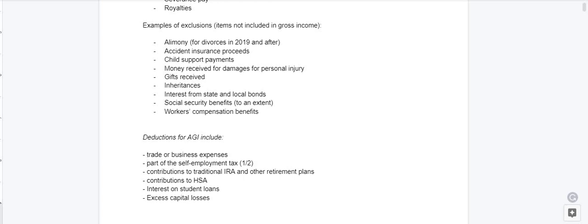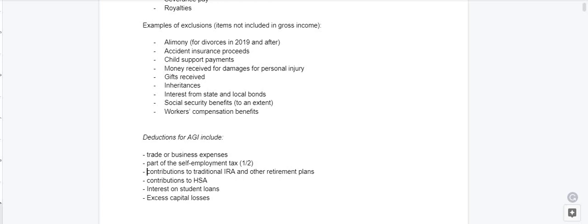Next up, for those who are self-employed, again, for people who might own a business, you can take a deduction for 1/2 of your self-employment tax. So whatever your self-employment tax is, half that number, and that amount is what you can deduct for AGI.